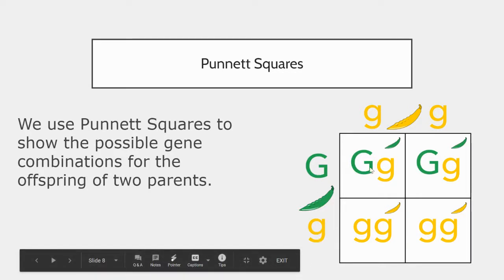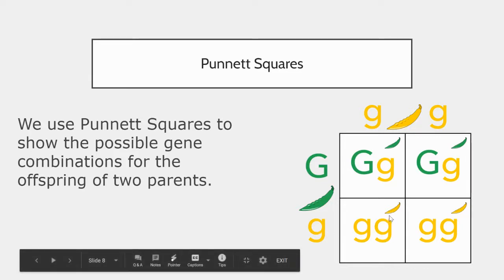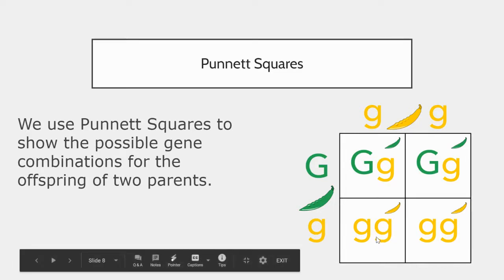Then you combine the letters from each parent. So this G and that g, you get a big G and a little g, which is going to have a phenotype of green. Here you combine this little g with this big G, and you get a green phenotype again. These are both heterozygous individuals. And then down here, you combine this g with this g, you get a yellow pea plant. It is homozygous recessive. Yellow is the phenotype, little g is the genotype.